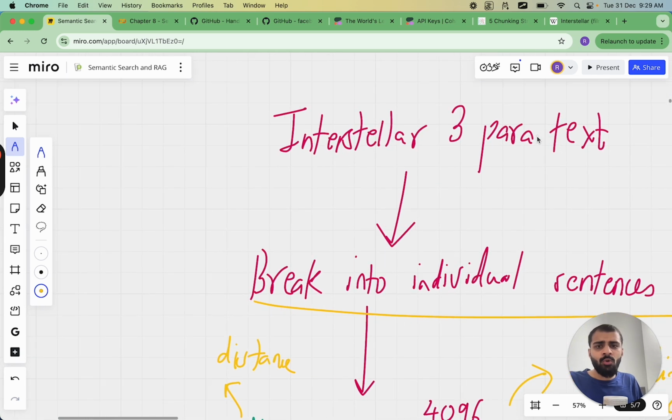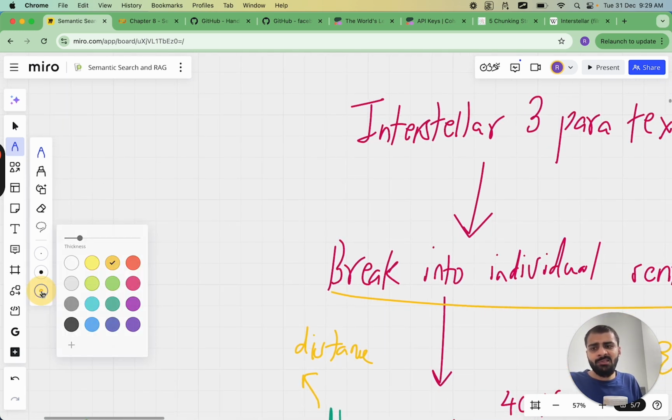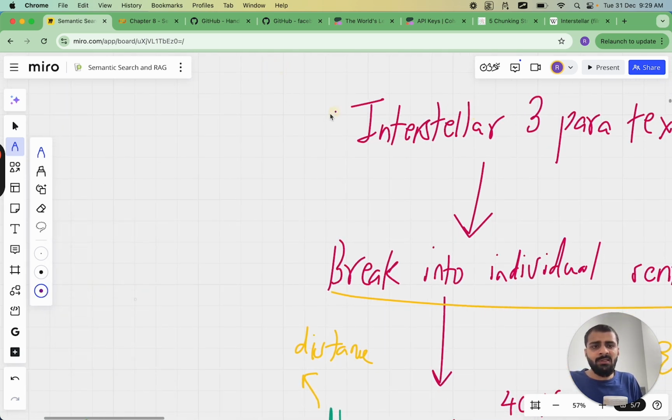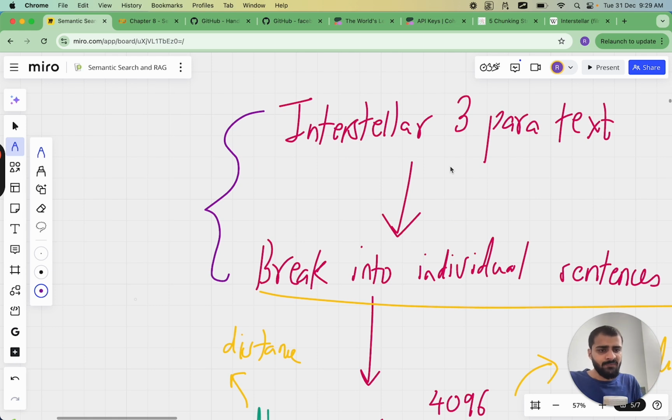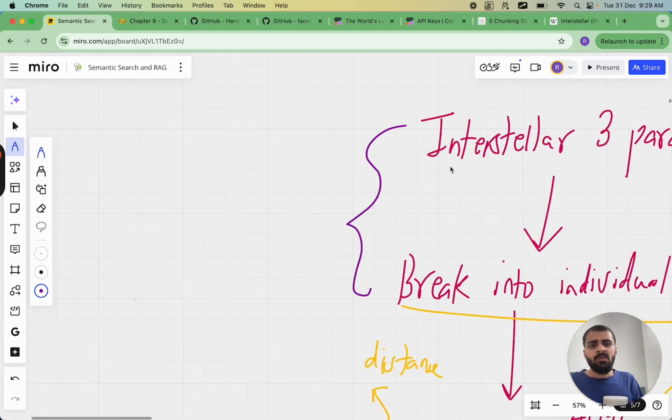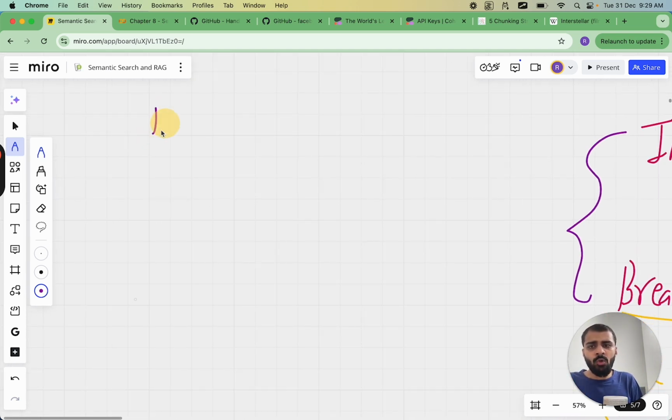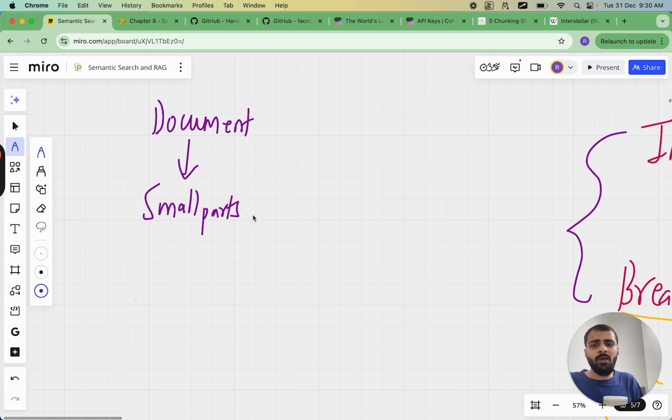Today, what I want to do is focus on this initial step itself. Why did we take the 3 paragraph text and break it into individual sentences? Why couldn't we just break it into 3 paragraphs, let's say? Or why did we even need to break anything into small parts? So this process of taking a document and breaking it down into small parts is called chunking.